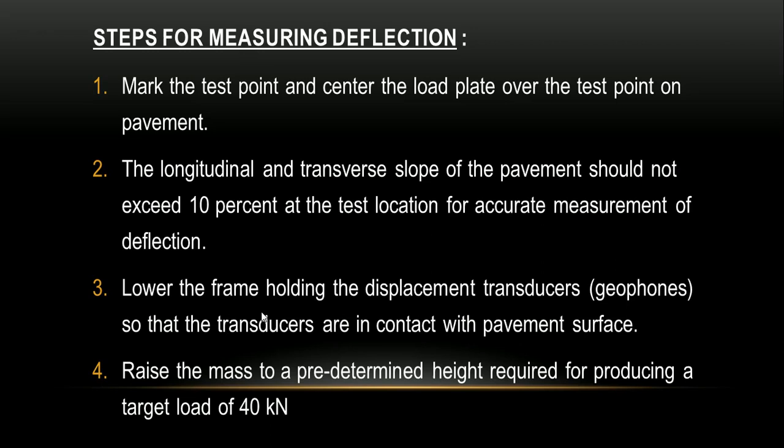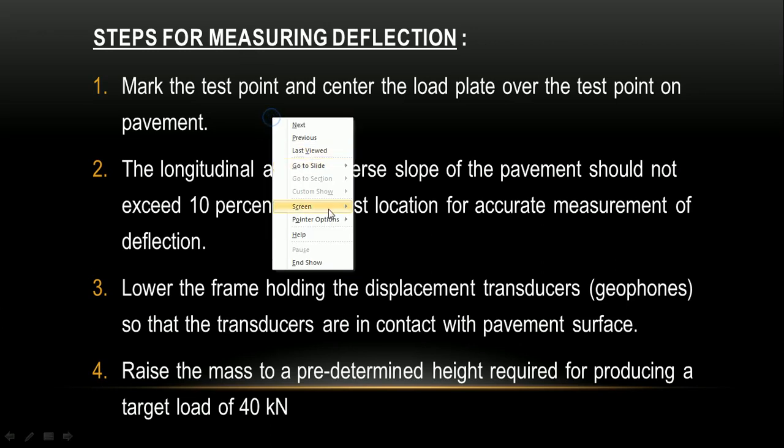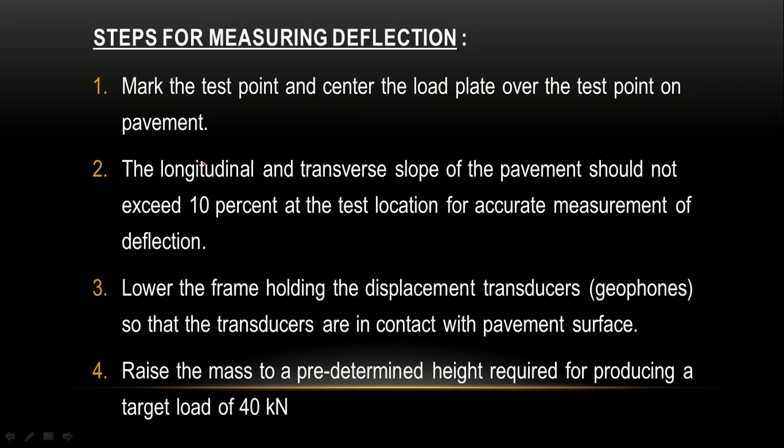Then the longitudinal and transverse slope, so we know the slope of the pavement. While conducting the test at that point, whatever longitudinal and transverse slope we are observing should not be more than 10% at the test location. So whatever slope we have provided for the road surface, both longitudinal and transverse slope should not be more than 10% where we are conducting the test. That is the second point.